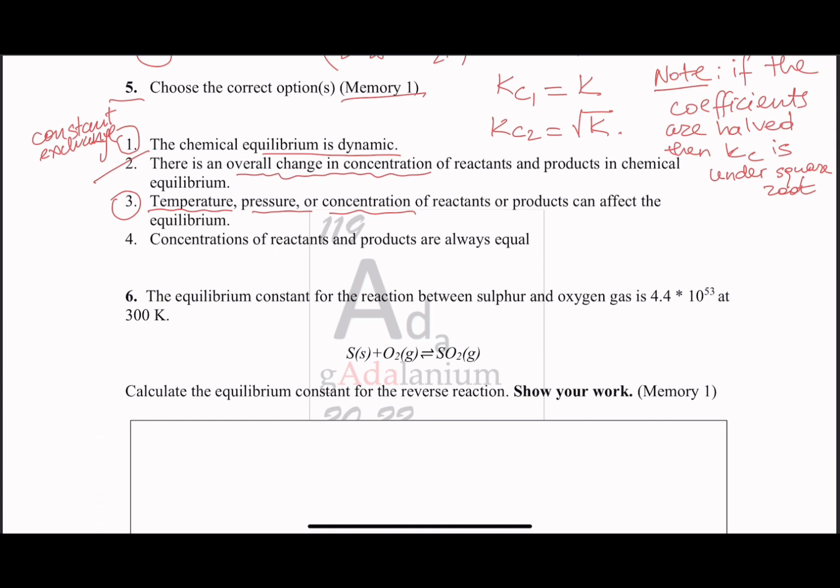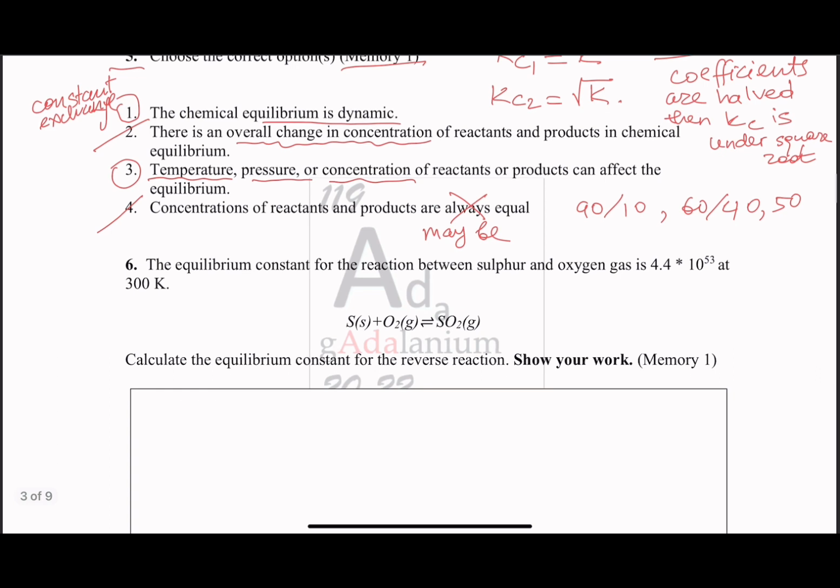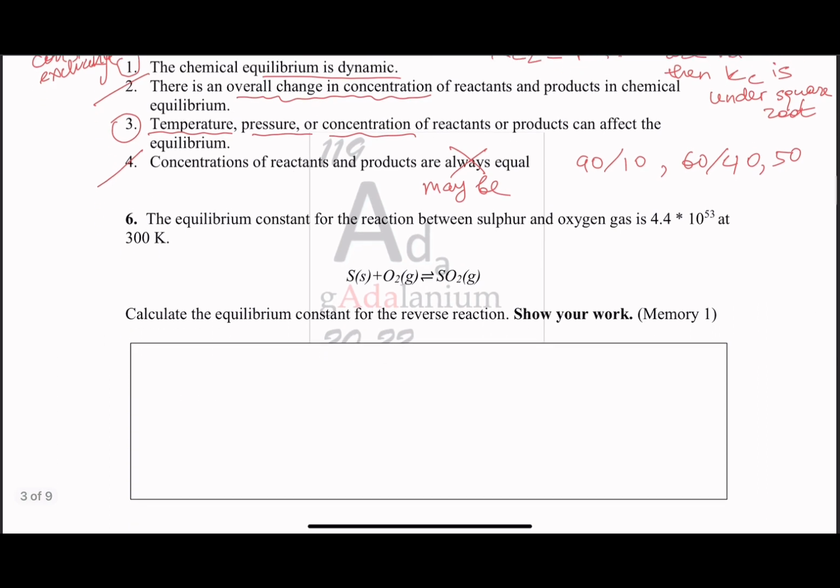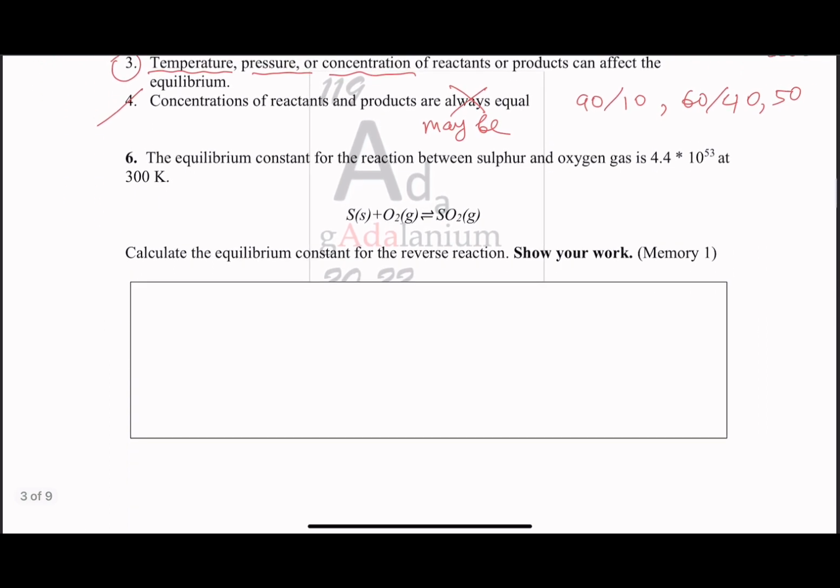And then let's check out the 4. Concentration of reactants and products are always equal. That is not right. We said that the ratio could be 90 to 10, 60 to 40, and 50 to 50. So it's not always, but it may be equal. That's why this statement is wrong. Okay, so we go into the next question.